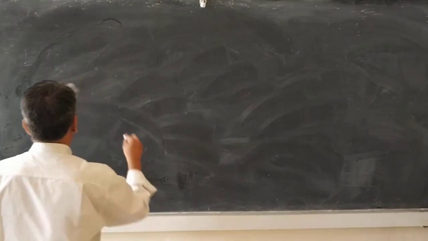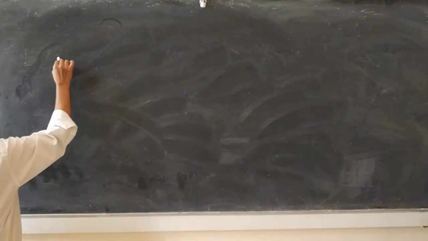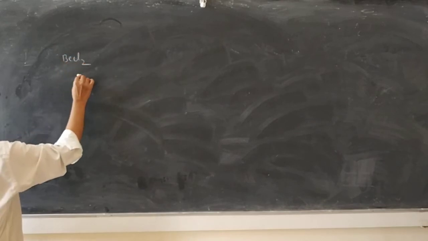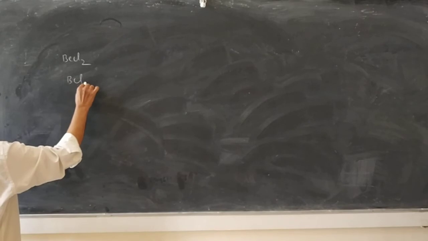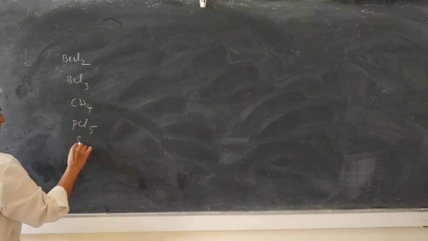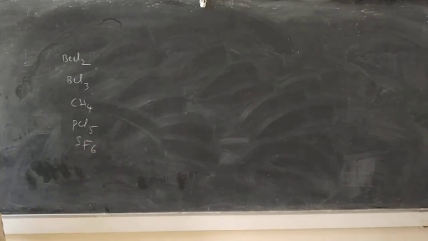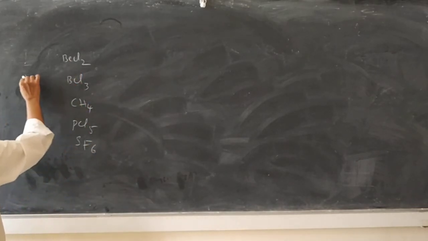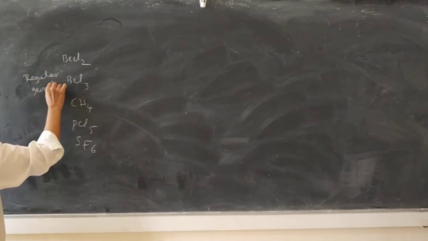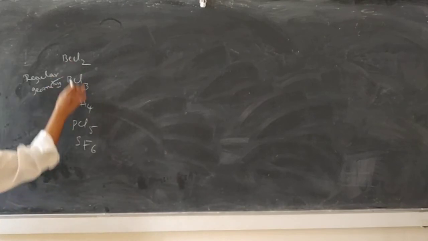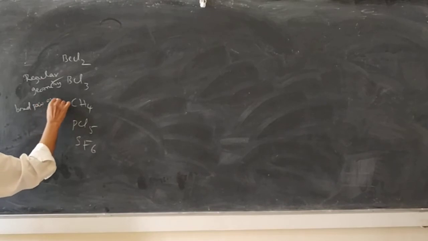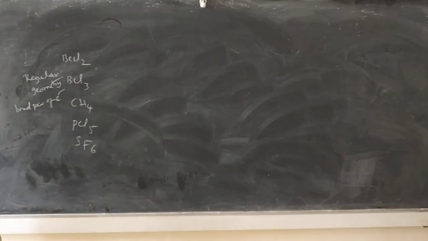So totally, I have given BeCl2, BCl3, CH4, PCl5, SF6. All these molecules have a regular geometry, and all these molecules involve only bond pairs of electrons.